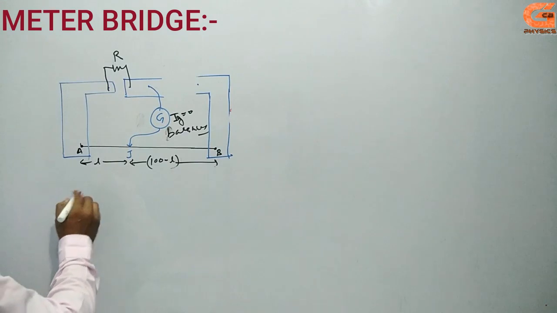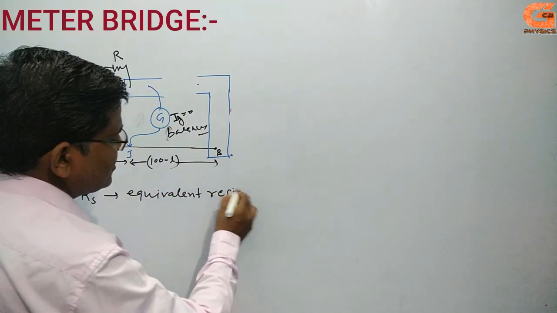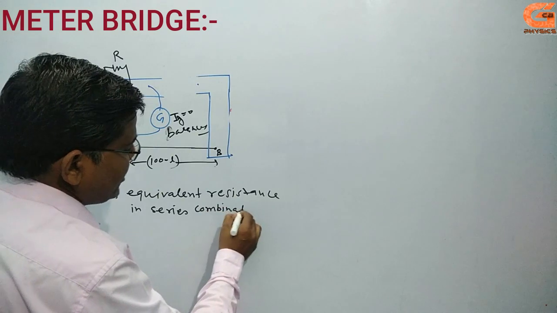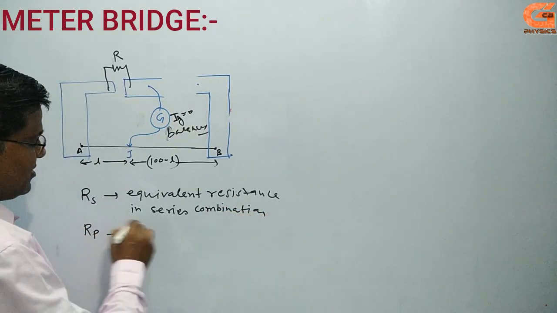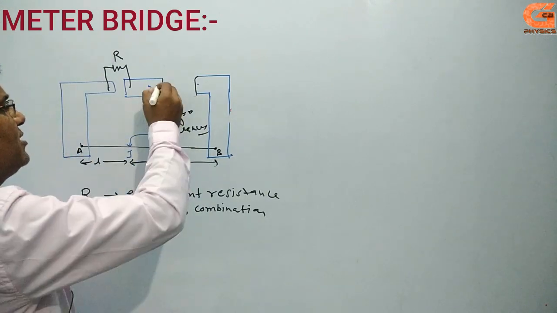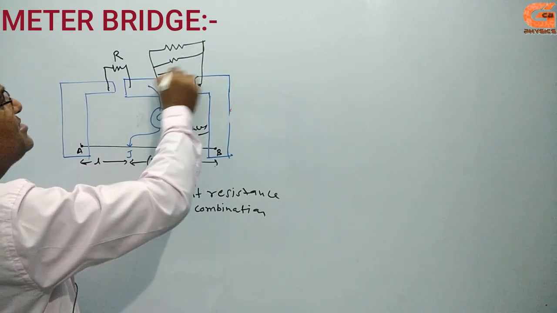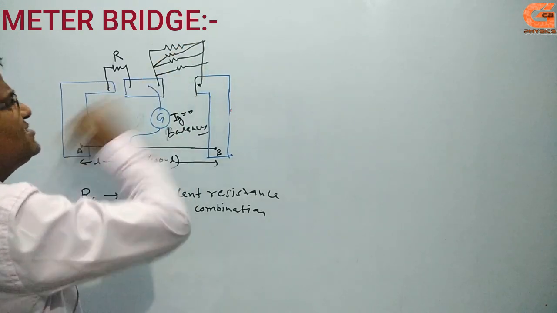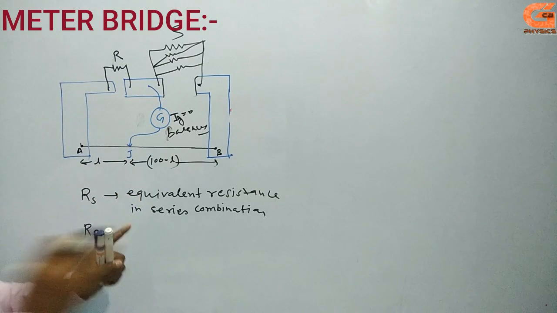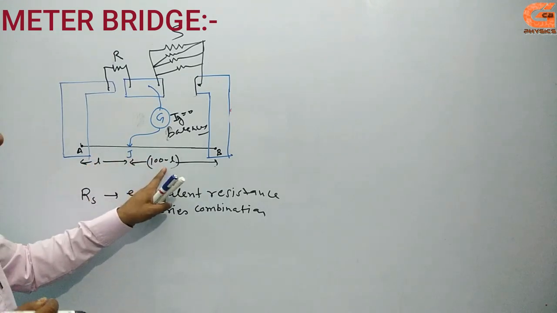You can also find the value of R series, meaning equivalent resistance in series combination, and also you can find the value of Rp or any equivalent resistance which is not found by the formula. If a resistance is connected in this manner, anyhow connected, then it is considered as an unknown resistance. I don't know its value, but first of all you search the balance point at J and find the value of length L, and the second length is 100 minus L.